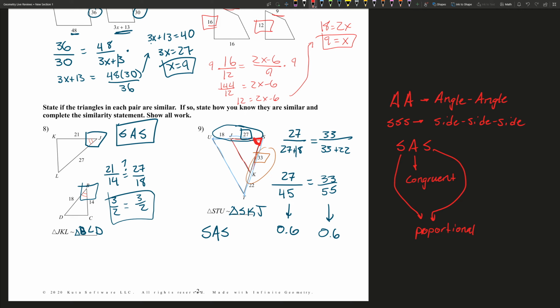So when that happens, what we did on this problem, this JS side is proportional to this SU side, and this SK side is proportional to this ST side. So because those four sides are proportional, and there's an angle between them that is congruent, that means we're dealing with SAS.